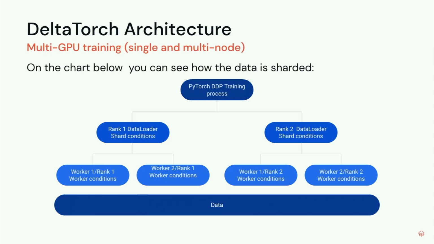In the case of distributed training, we will have multiple GPUs. Each GPU will have its own Python process, so we will have one data loader for each GPU, for each rank. And then it's going to have multiple workers. In our case, we have 2 GPUs, 2 ranks, and each of them has 2 workers. So how is it going to work? At first, we will divide our dataset in 2. Each rank will have half of it, and after that, each worker will get half of that half.